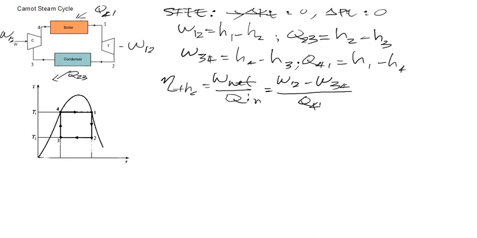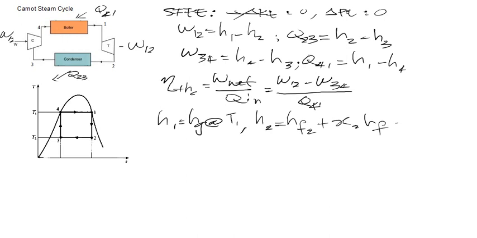Alright? So as far as the enthalpy is concerned, the H1 is equal to the Hg at our T1. Okay, and then the H2, we are going to get that from the mixture type of state of steam, which is equal to the HF2 plus X2 HFG2.